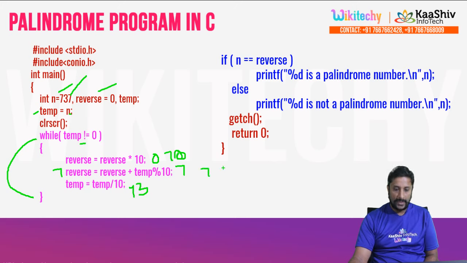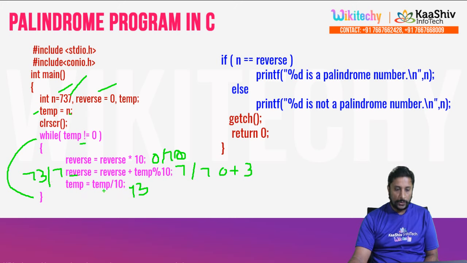70 plus temp, my temp value is 73. 73 percentage of 10 gives the remainder 3. So the value is 3. 70 plus 3, now the value becomes 73 here. Now the value is 73.